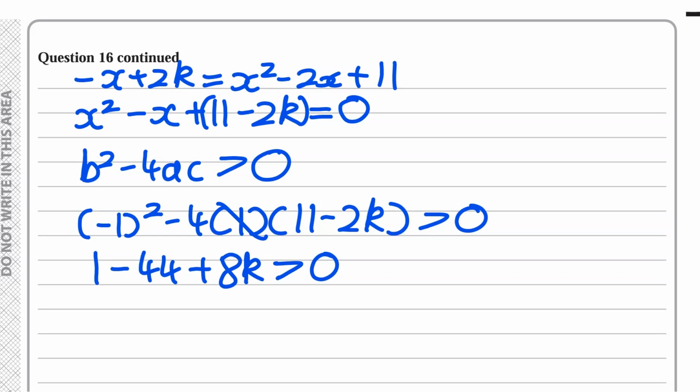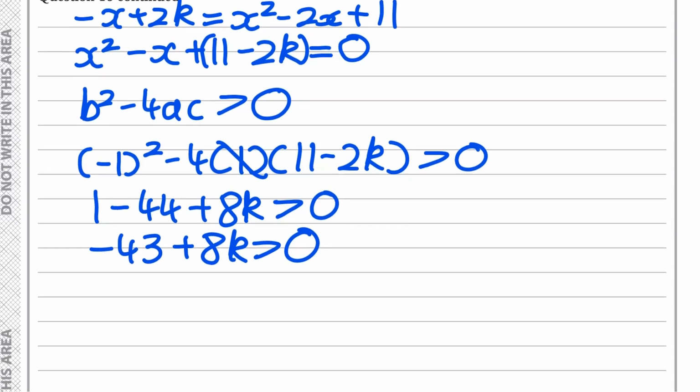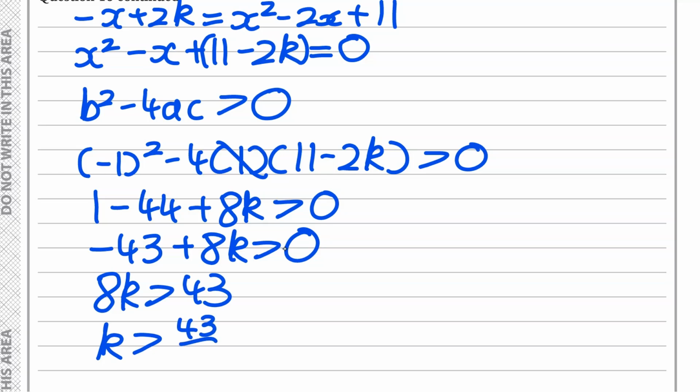And then 1 minus 44 is minus 43. Then plus 8k is bigger than 0. Move this minus 43 to the other side, so we get that 8k is bigger than 43, and divide both sides by 8, so we get that k is bigger than 43 over 8. So we have this inequality where k has to be bigger than 43 over 8.